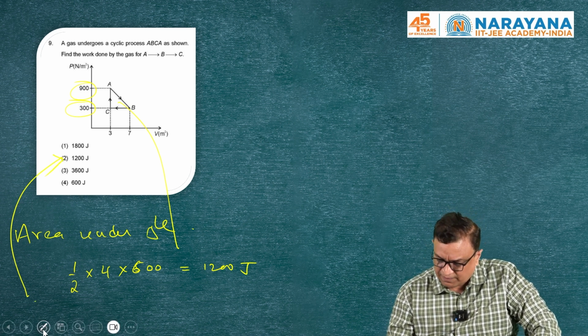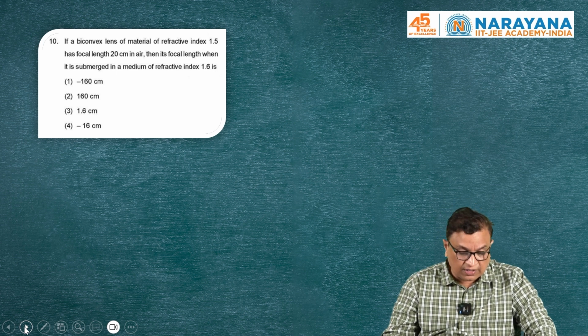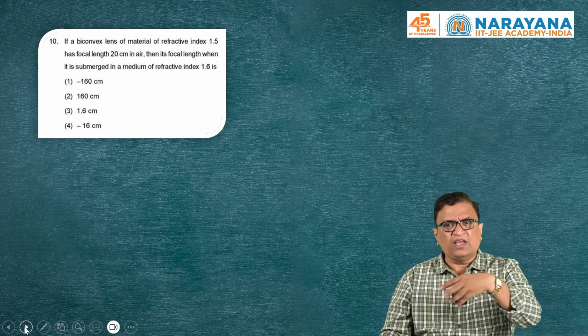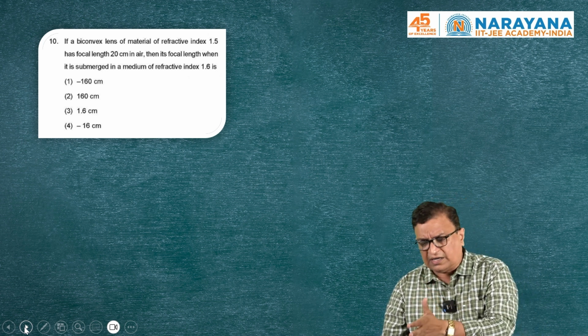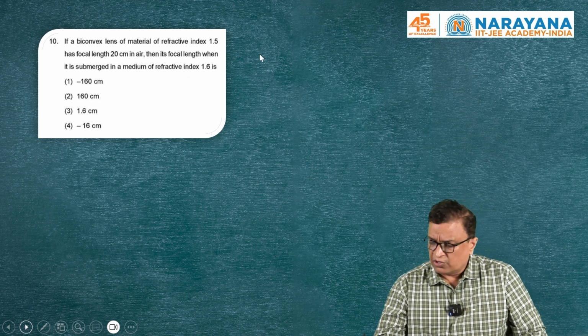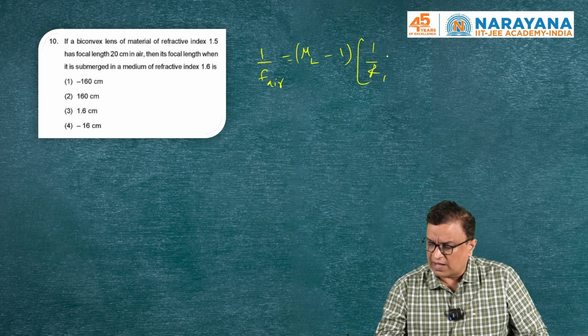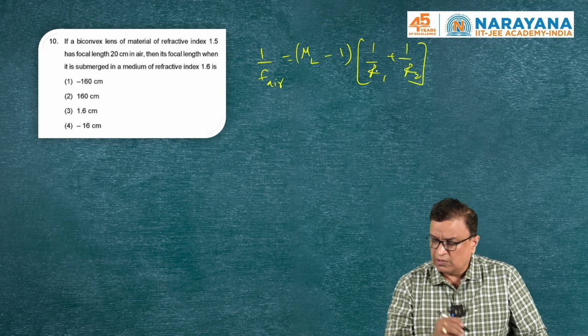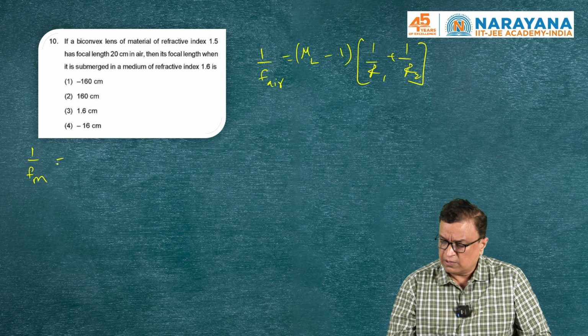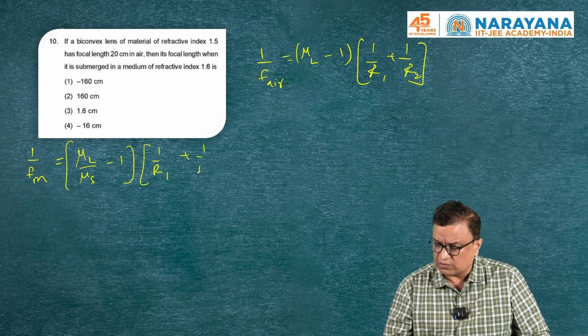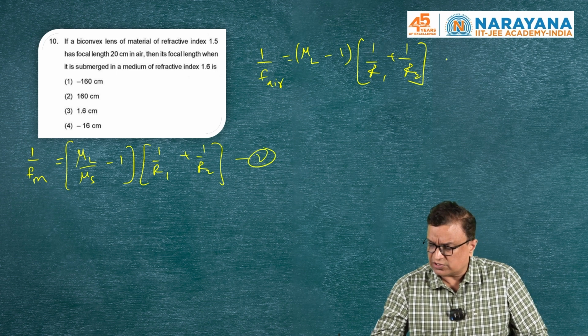So we will proceed to the next question, which is the 10th question. I don't know, almost every question contains content of this 1 by f based formula. You need to know only one thing. If it is air, (mu lens minus 1) times (1 by r1 plus 1 by r2). If it is a medium, it is mu relative, meaning mu lens by mu surrounding, minus 1, into (1 by r1 plus 1 by r2). Now you have two equations.